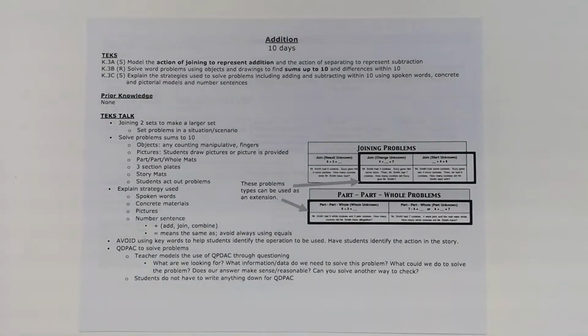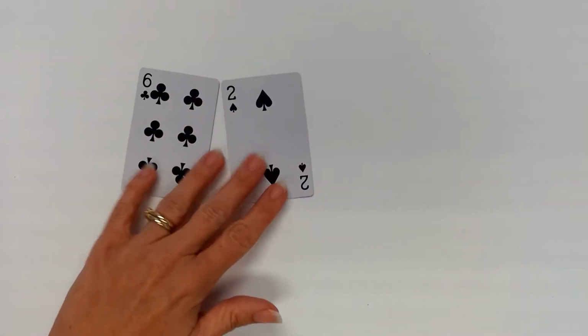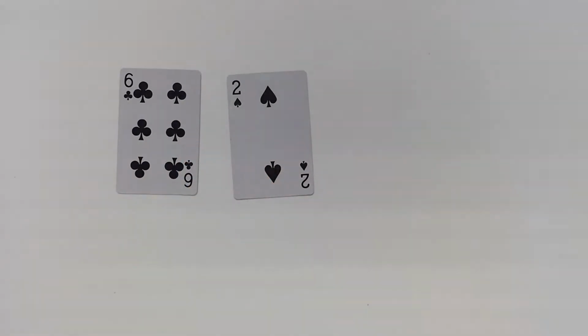Our students in kindergarten will be working just on joining two numbers together, and we're going to have them talk about that this is addition, when we have two sets and they're joined together to make a larger set. As we start working through this TEK with the students, with them joining, we want to make sure that we put our problems in some type of scenario to help the students solve.